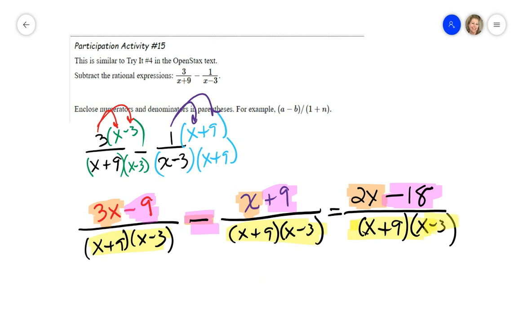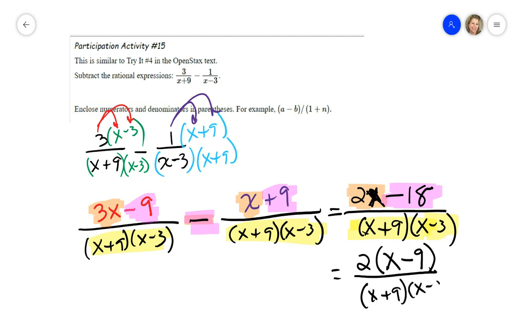Now, once I do the subtraction, I should try to reduce my fraction. And in my numerator, I can actually factor out a 2, because if I take my 2x here and divide out the 2, I'm left with x. And the minus 18 divided by 2, I'm left with a minus 9. Now, it's too bad that that wasn't a positive 9, because then I could have canceled the x minus 9 with an x minus 9, or an x plus 9 with an x plus 9, but I can't, so unfortunately, that's my big old ugly fraction.